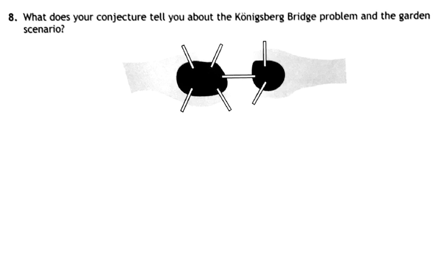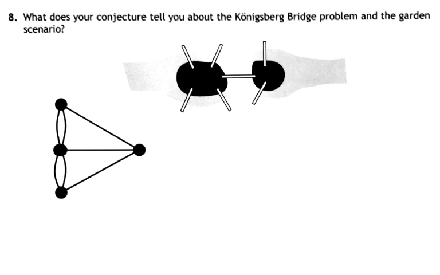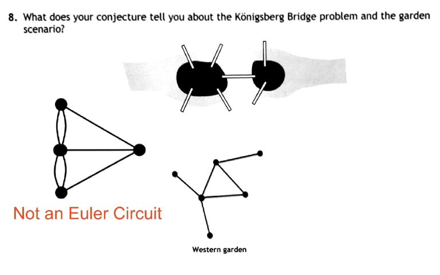What does your conjecture tell you about the Königsberg Bridge problem and the garden scenario? Well, here's the Königsberg Bridge problem. If we take a look at the degree of each vertex, this degree is 3. This degree is 3. This degree is 5. And this degree is 3. So if you paid much attention to questions 3, 4, 5, and 6, and you answered the conjecture correctly, you would notice that the Königsberg Bridge problem is not an Euler circuit.